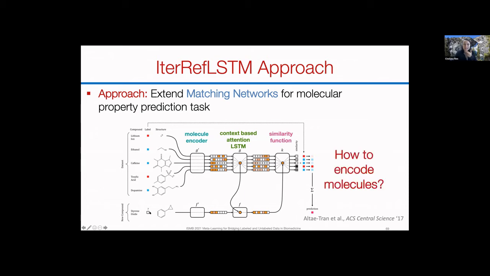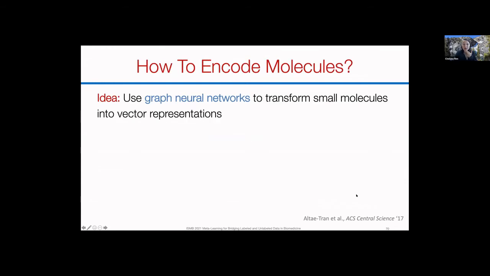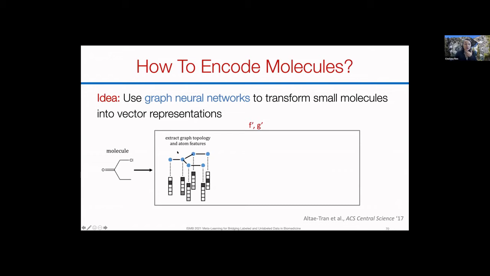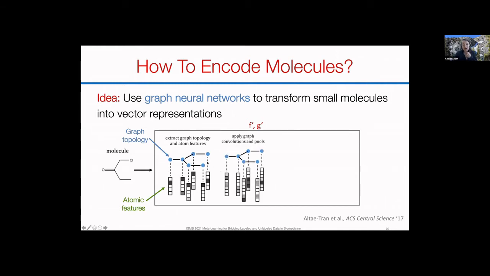Okay, so how do we actually go about encoding these molecules? The idea here is to use a form of graph neural networks to transform these small molecules into vector representations. And once we have these vector representations, it's easier to use neural networks to process them. So we take as input our molecule, extract the graph topology and the atom features of this molecule. Once we have this graph, we can apply graph convolutions and pooling to the graph. And then apply this graph gather operation, which will essentially just take all of the nodes of your graph and sum the embeddings to form this representation of the graph. And then once we have this vector representation, we can apply dense fully connected layers to get more complex and more processed representations of the molecule.